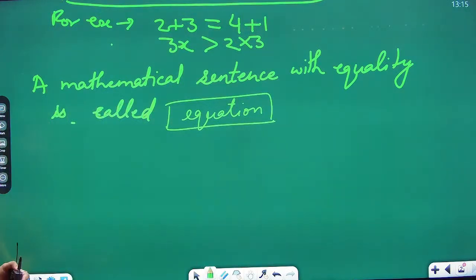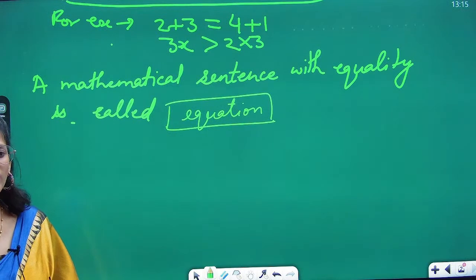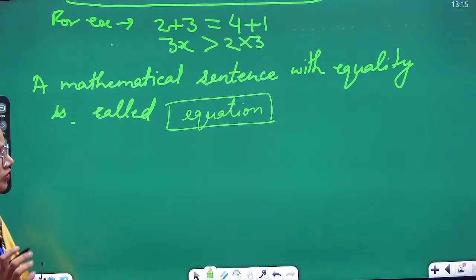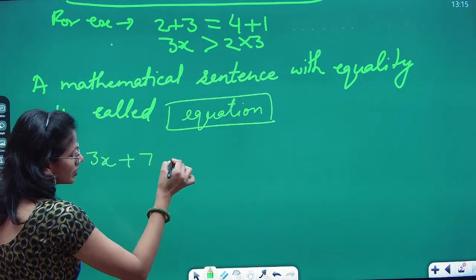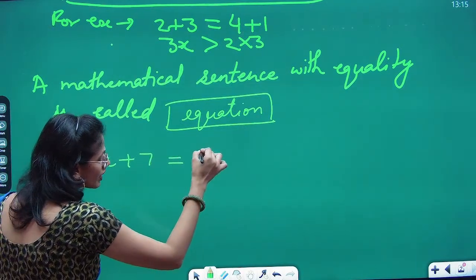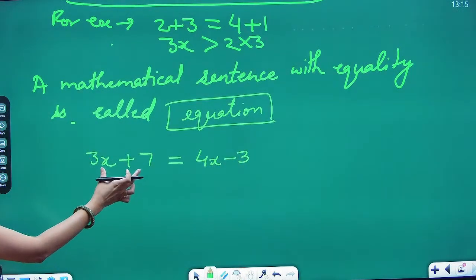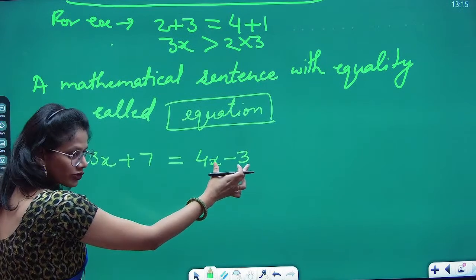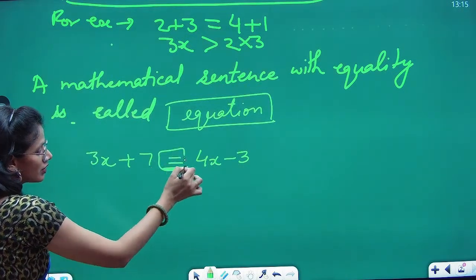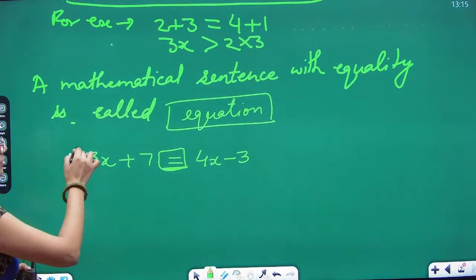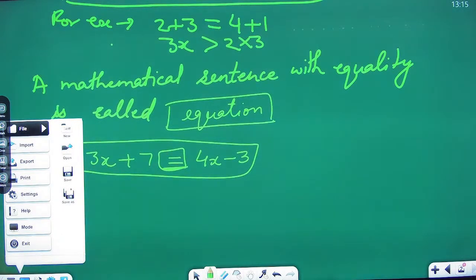When a mathematical sentence with equality is called an equation, it means two expressions are joined together, for example 3x plus 7 is equal to 4x minus 3. This is an expression, this is also an expression, and we join these two expressions using the equal sign. So this complete thing forms an equation.